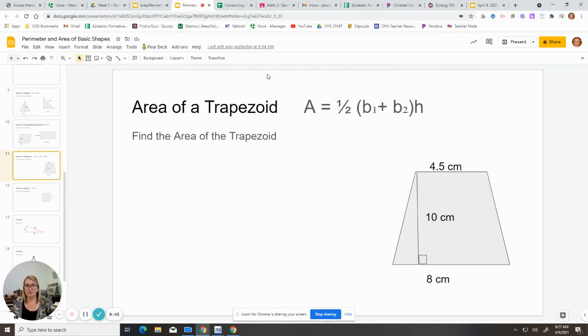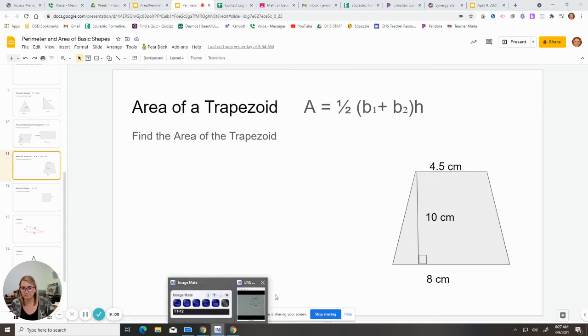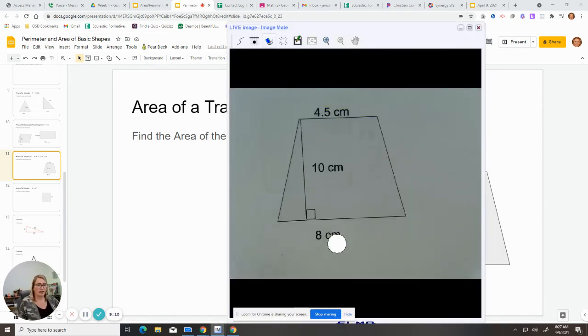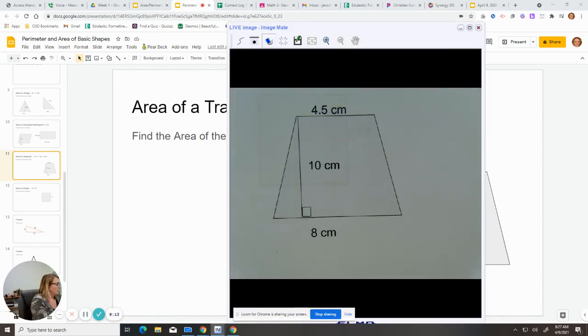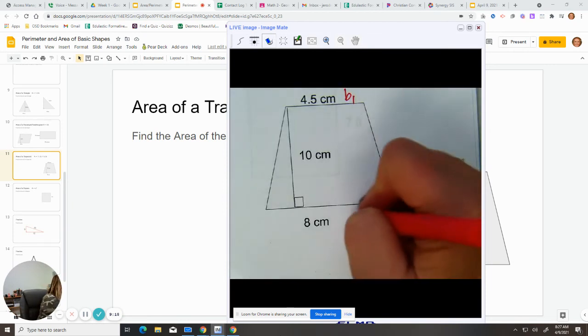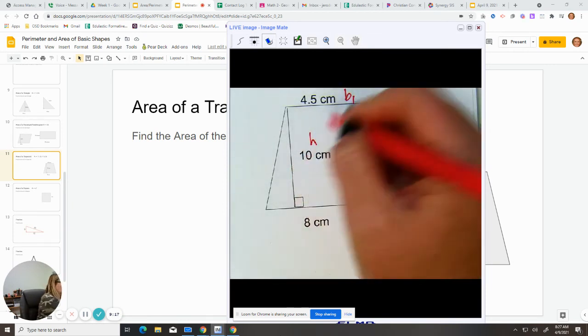Next is a trapezoid. This formula is very specific. If you are writing down formulas, which I'm hoping that you are, I would take a second to write this formula down. It is 1/2 of base 1 plus base 2 times the height. Okay, and so that is super important as you're going through and working on this, that you identify the different parts of a trapezoid. So let me pull this up. Okay, I am going to call this base 1 and base 2, and this is the height.